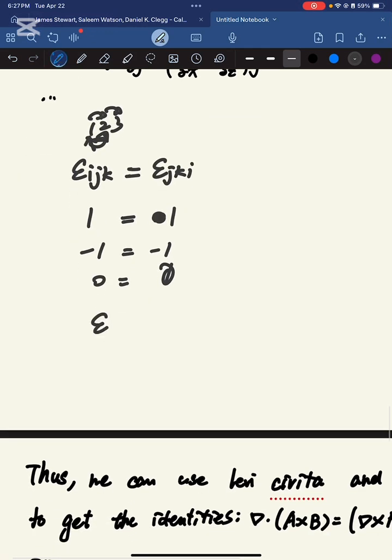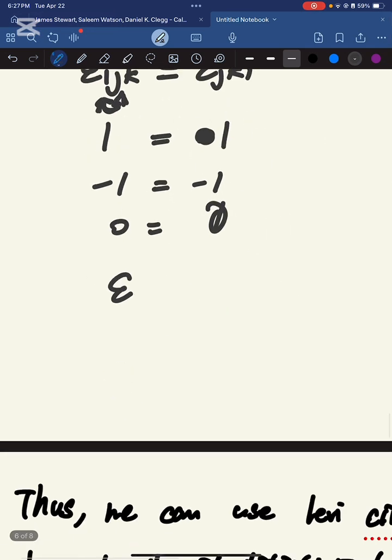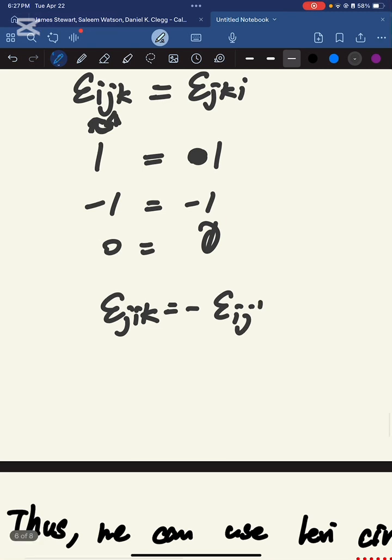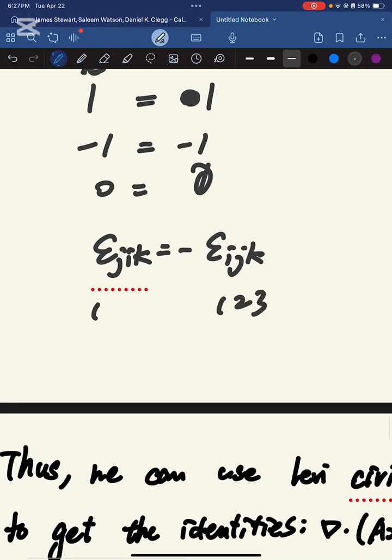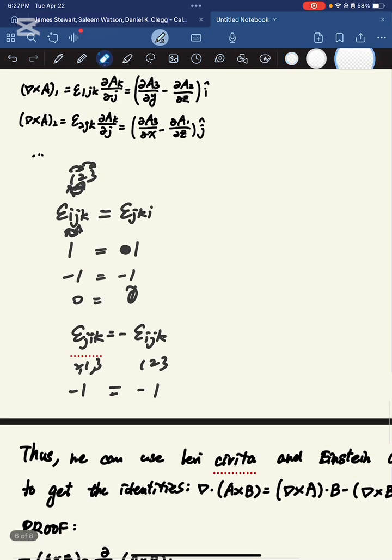But if we exchange two of them, like if we change i and j, it has a minus sign. So for example, if we have 1, 2, 3, and this becomes 2, 1, 3, so it is minus 1 instead of 1, so we got a minus sign. Okay, so this is a little property of Levi-Civita.